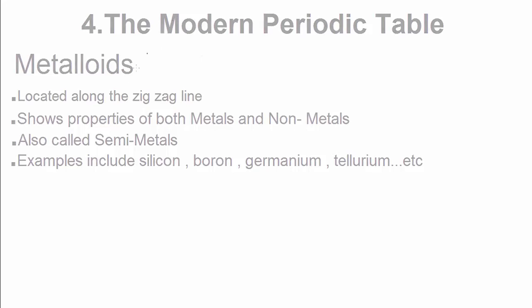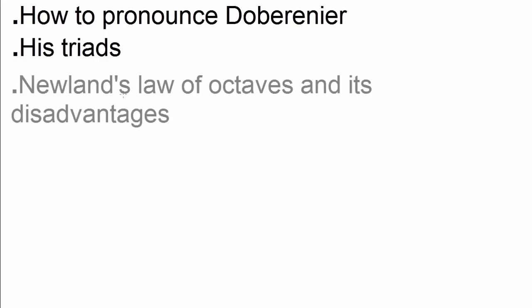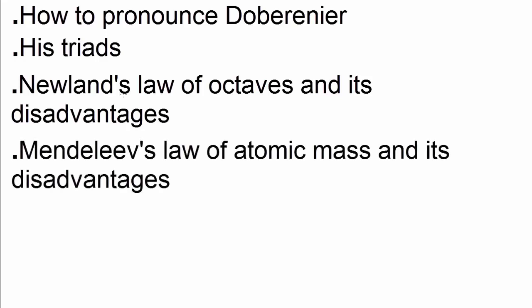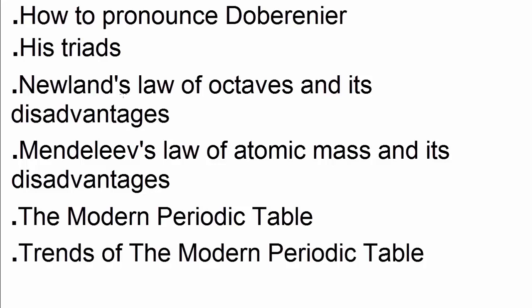That's it. And if you've been listening, you should know how to pronounce Dobereiner, which I still don't know how to pronounce. Sorry, by the way. Anyways, his triads, then Newlands' law of octaves, Mendeleev's law of atomic mass, and then the modern periodic table, which is classified based on the atomic number of an element. And of course, the trends of the modern periodic table. And finally, what are metalloids?